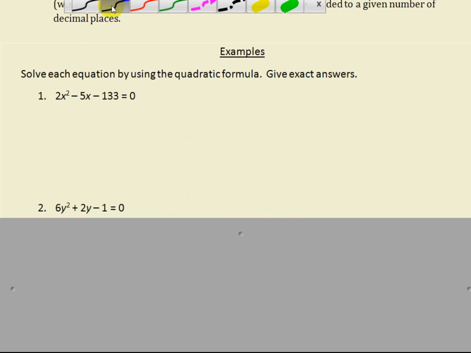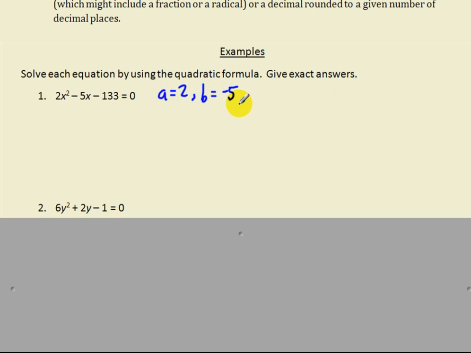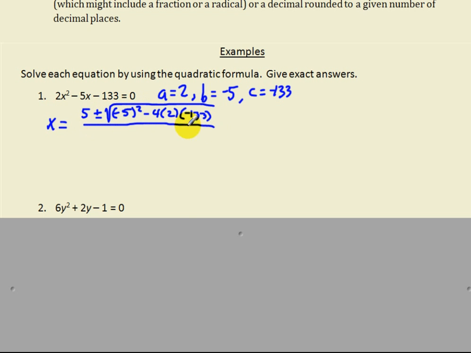So in our first example, we already have the quadratic set equal to 0. That's good. We can identify a, b, and c then. X squared has a coefficient of 2, so a is equal to 2. B is equal to negative 5. C is equal to negative 133. So we can use our formula: x equals negative b. So the opposite of b in this case is a positive 5, plus or minus, and then we're going to square that negative 5, make sure the negative is in the parentheses, minus 4 times a times c. And all of that is under the radical, all over 2a, which happens to be 2.